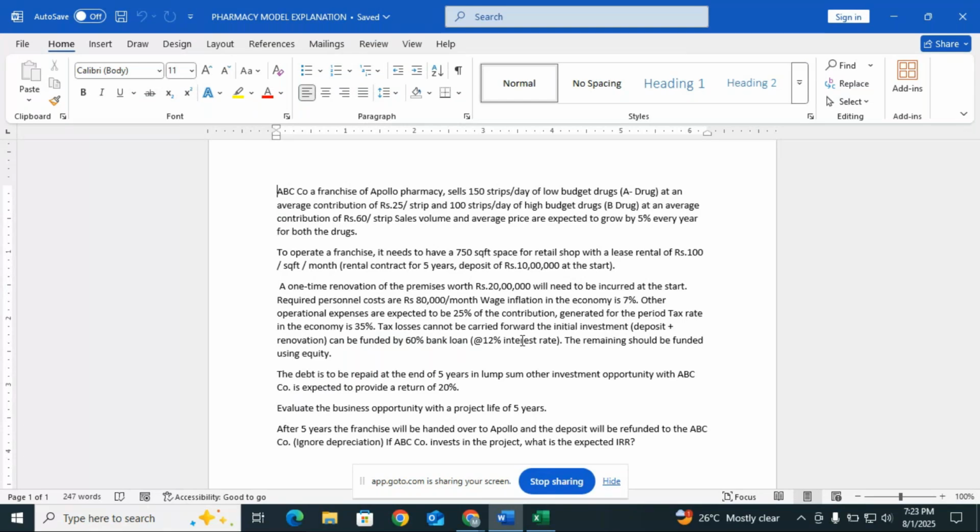And what is the total cost of renovation? It is 20 lakhs. And of course, once it is started, I require some people, some staff. So required personnel costs are 80,000 per month. Okay, so 80,000 is paid per month as salary for the personnel. And the salary will also increase in the economy by 7%. So wage inflation in the economy is 7%.